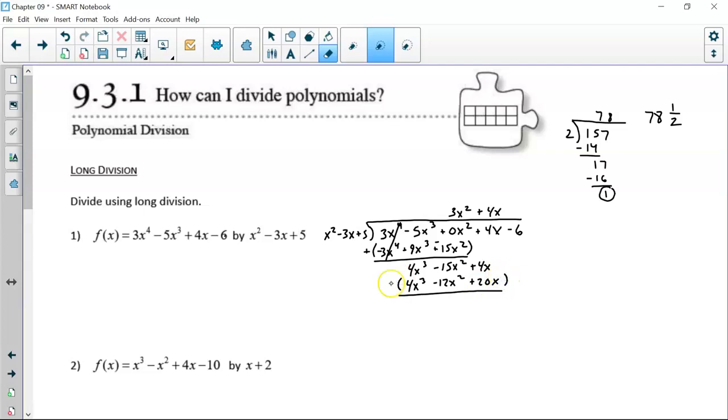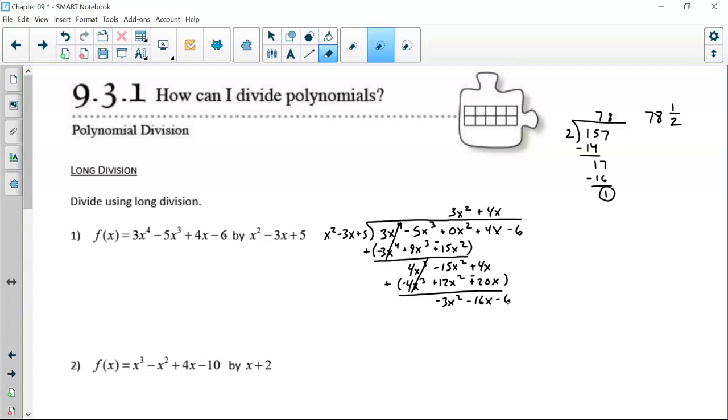Remember, with long division, we subtract. In order to subtract properly, distribute the negative. Change every single sign. Now add 4x cubed plus negative 4x cubed. They cancel. Negative 15x squared plus 12x squared is a negative 3x squared. 4x plus negative 20x is negative 16x. And then bring down the minus 6.